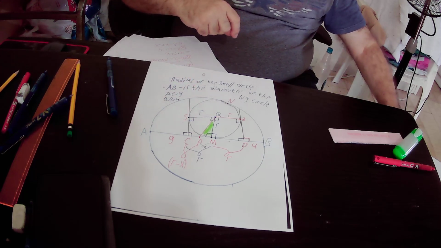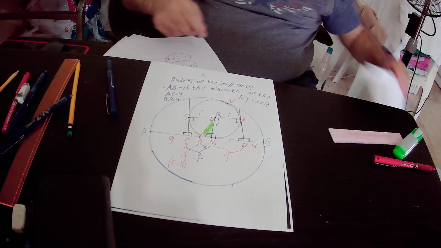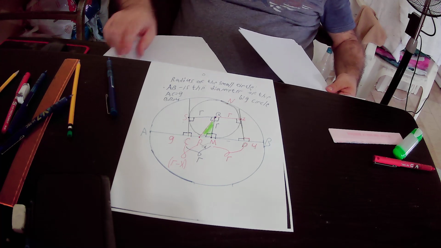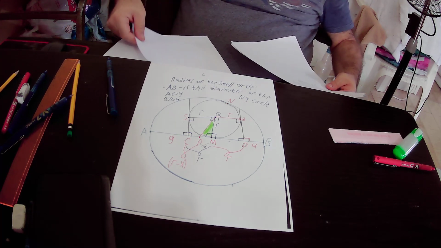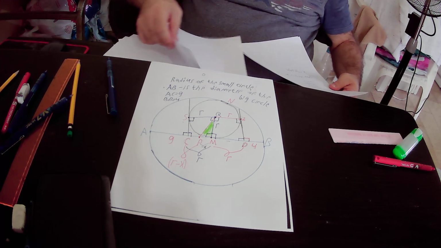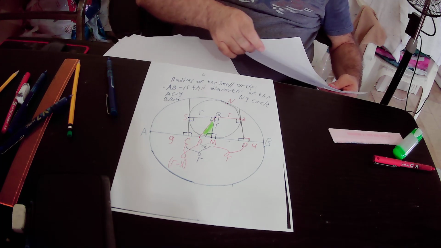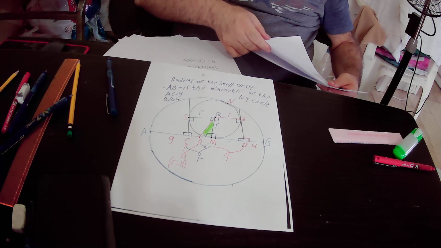Okay, so actually we have a rule. It is rule number 1 that states that the tangent to a circle is perpendicular to the radius at the tangent point.